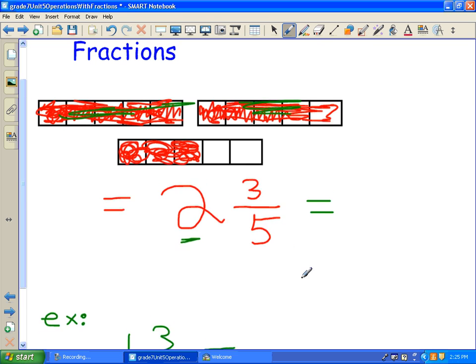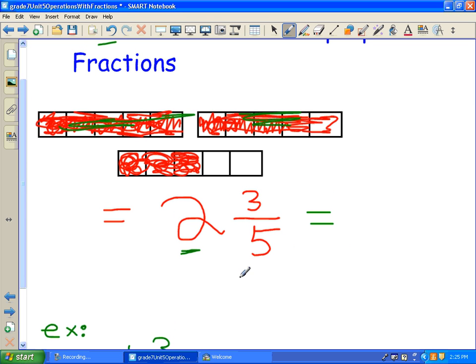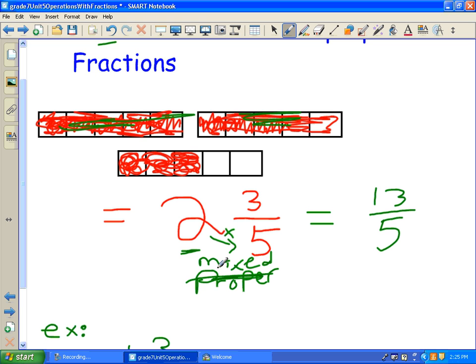Now if I want to change that to individual pieces, all I have to do is multiply 2 times 5 is 10, plus 3 more is 13. So there'll be 13 pieces, and remember they're fifths, so the bottom number always stays the same. So this is a proper fraction. Well, it doesn't call it proper, they call it a mixed.